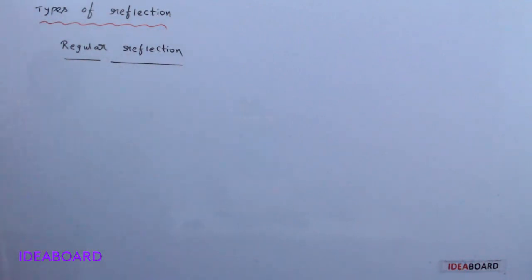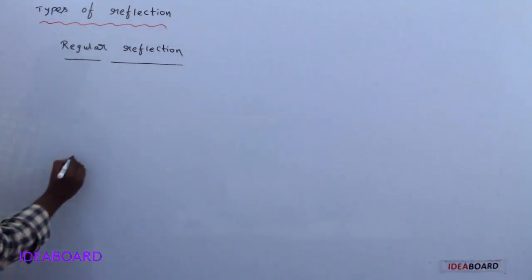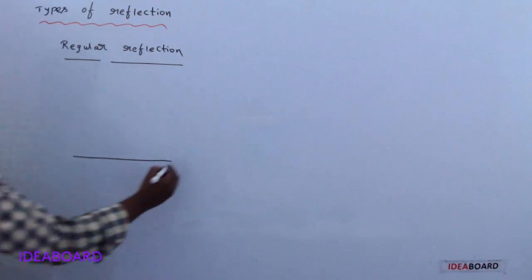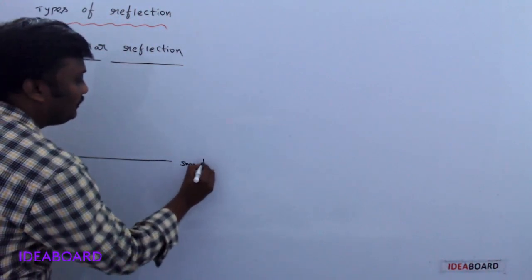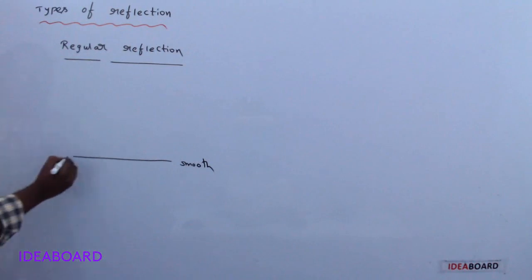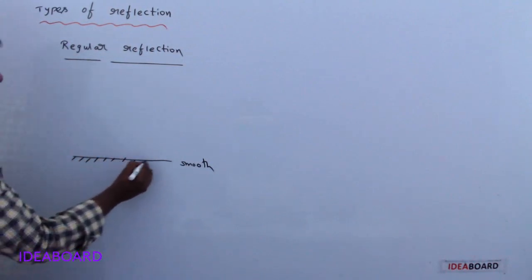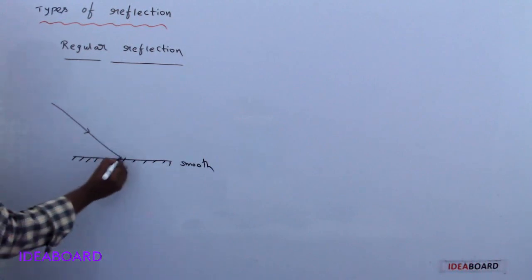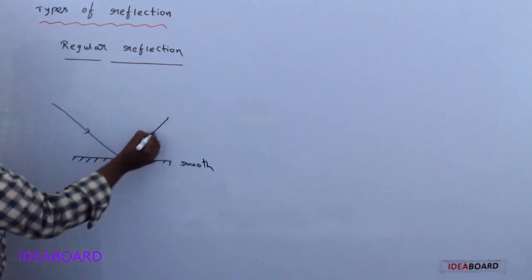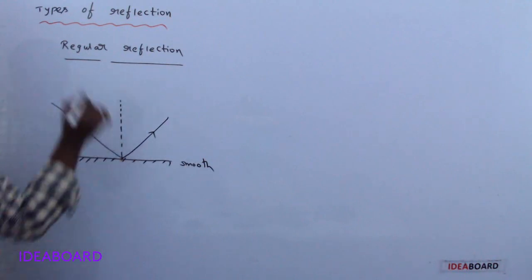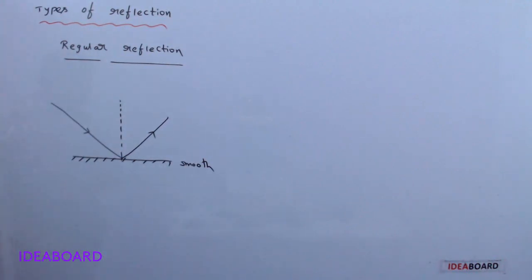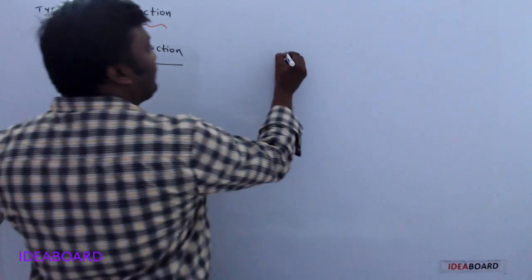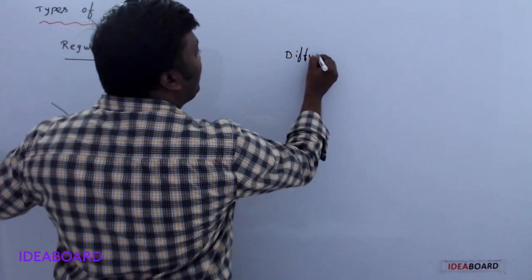In case of regular reflection, generally the reflecting surface is smooth. If the reflecting surface is smooth, then what happens? The incident ray strikes the surface and it will be reflected back. But if the reflecting surface is not smooth, if it is a rough surface, it is called diffused reflection.